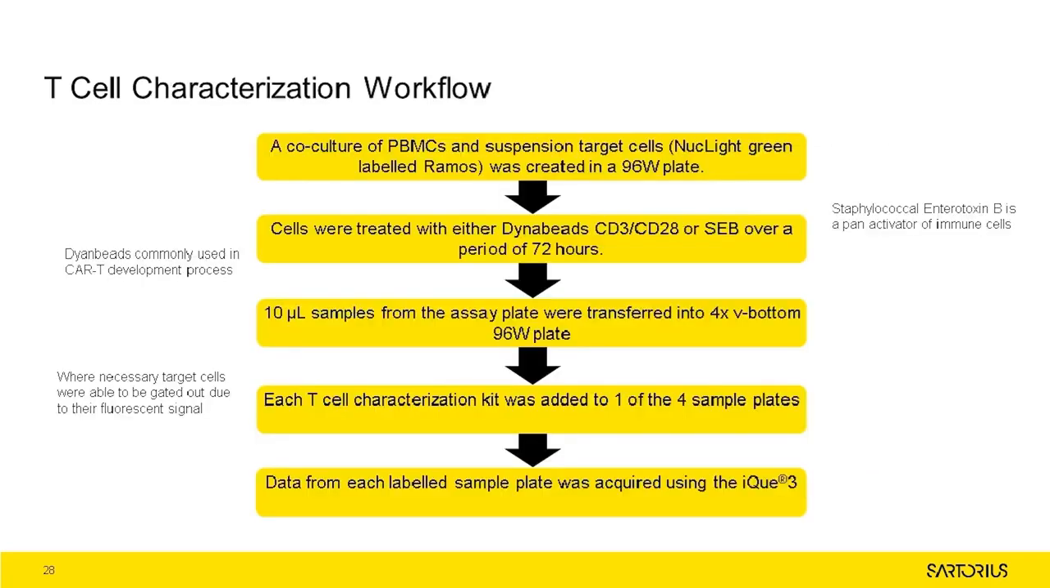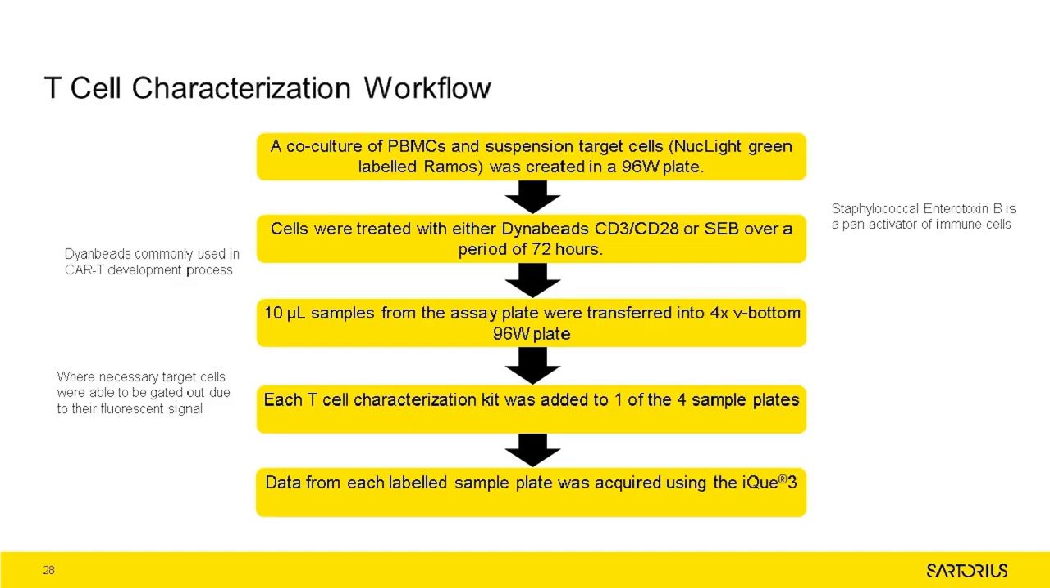Co-culture of PBMCs and suspension target cells, which were NucLight Green labeled Ramos cells, were plated in a 96-well plate. Cells were then treated over a 72-hour period with increasing concentrations of either CD3/CD28 Dynabeads, or staphylococcal enterotoxin B.